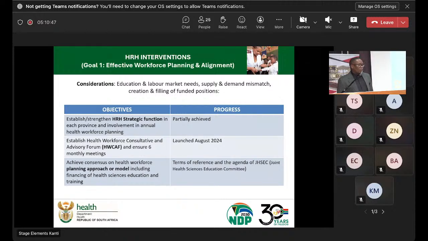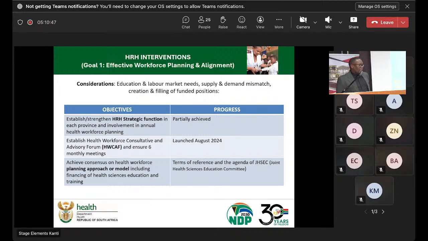The strategy also was motivating that we should establish what we refer to as a health workforce consultative and advisory forum to meet 6 monthly, but also amongst its tasks is to ensure that there is an annual HRH indaba. So we can report to you that we have managed to launch that last year, as supported by the partners, and it's supposed to be in its first year of term this year.